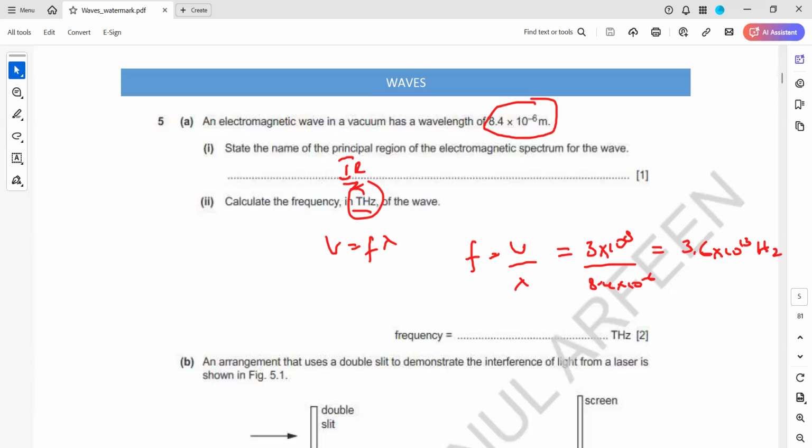So we want to convert to tera. Tera means 10^12. So if I convert into tera, I'll move this decimal point one more place, so that it becomes 36 × 10^12 hertz. Because if we move the point toward the left, we are increasing the power. If we move the point towards the right, we decrease the power. So this will become 36 × 10^12 hertz, and 10^12 means tera.